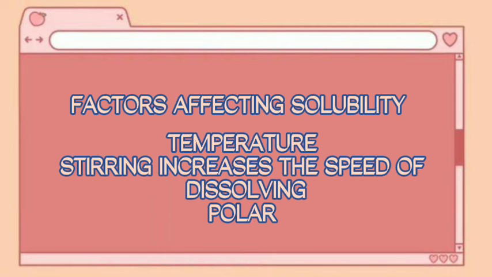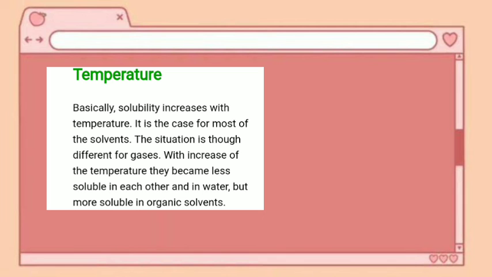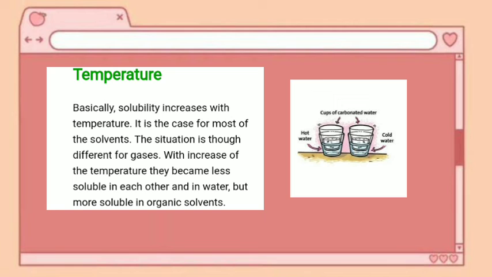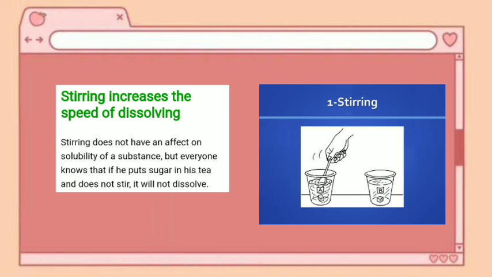Factors affecting solubility: temperature, stirring, which increases the speed of dissolving, and polarity. Temperature: basically, solubility increases with temperature. This is the case for most solvents. The situation is different for gases. With an increase in temperature, they become less soluble in each other and in water, but more soluble in organic solvents.